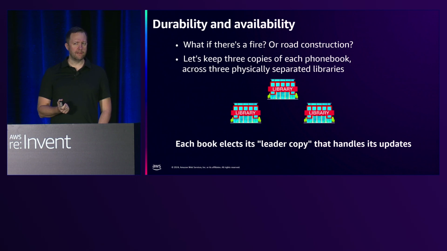We're going to have to do an update. We have 3 copies. How do we handle that? We'll elect a leader copy of each book. We won't do a leader library, because then all the writes would have to go to one library. We'll just do each book will elect its own leader across the libraries. The updates for that book need to go to that location.